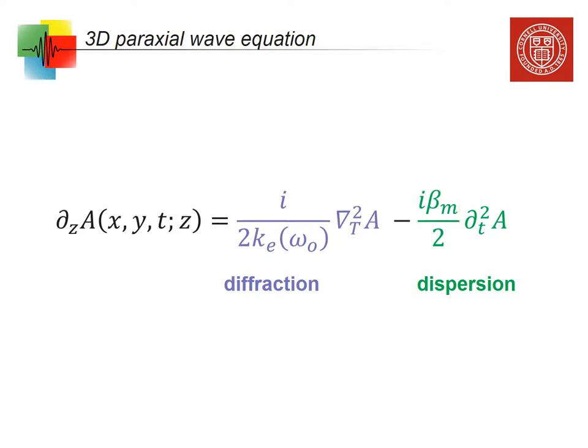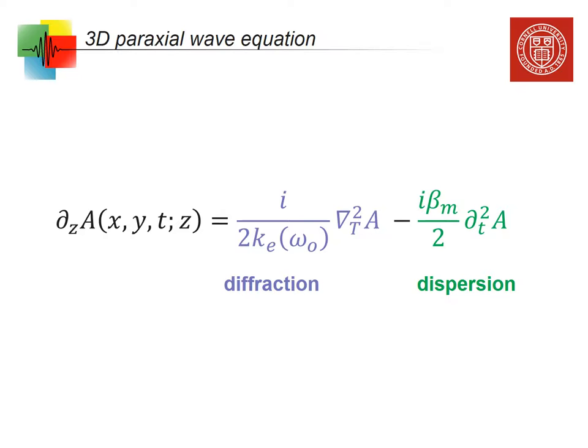So as I said, light is a spatial-temporal wave. It exists in three spatial dimensions, x, y, and z, plus one time dimension. Normally, we look at propagation along the z-axis, which is usually the long axis of the transverse space and the time domain.